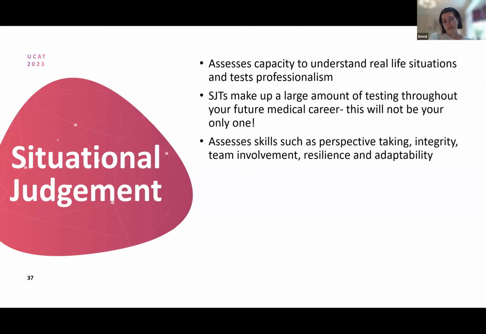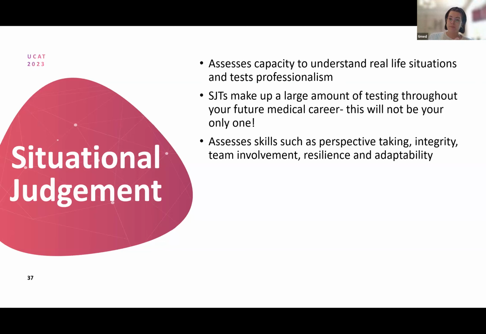The kind of skills that they want you to be aware of are perspective taking. That just means thinking about how everyone in the situation feels, trying to understand why people do certain things and how to act accordingly. Integrity, very important. I'll talk about that more in a moment. Team involvement, so what the roles of everyone in the team are, what's appropriate to expect of different people.